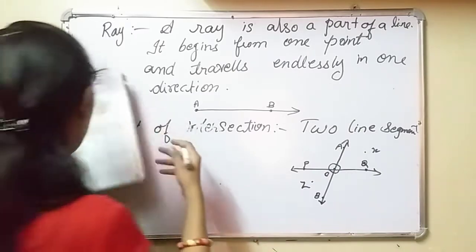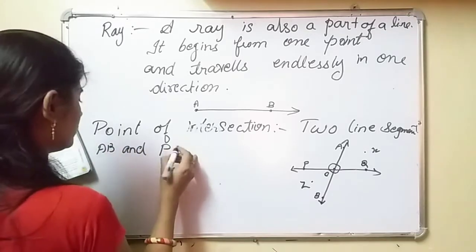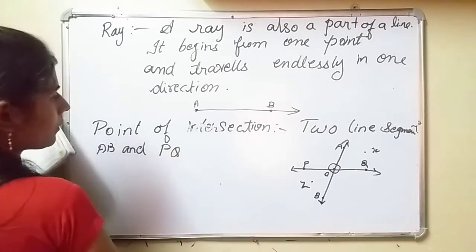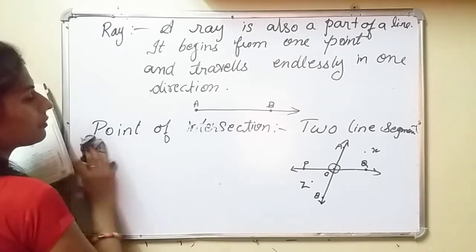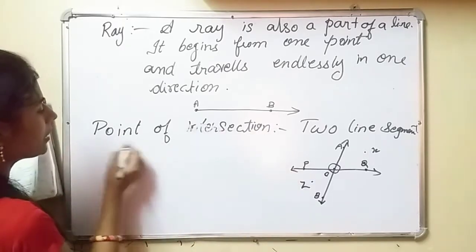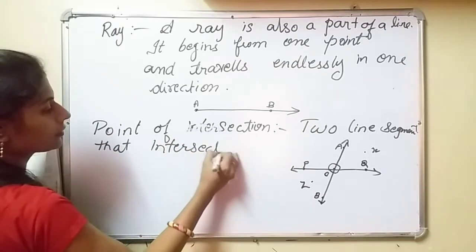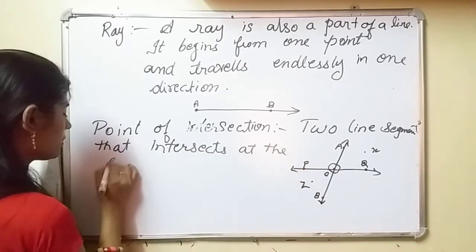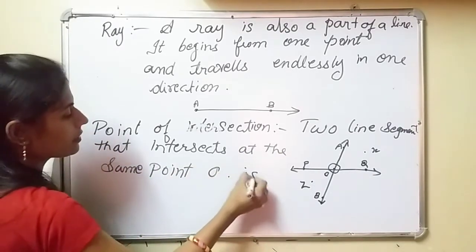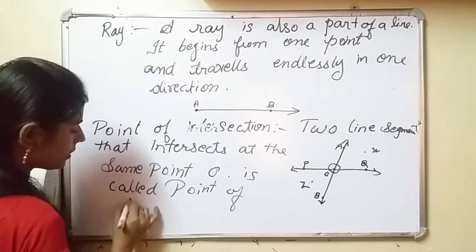Definition for this: two line segments AB and PQ, wait, don't write it so lengthy, we can take it in a short way. Two line segments that intersect at the same point O is called the point of intersection.